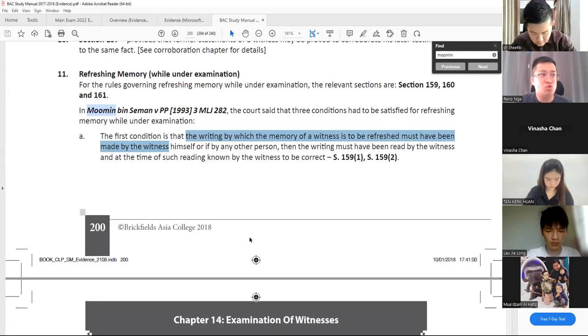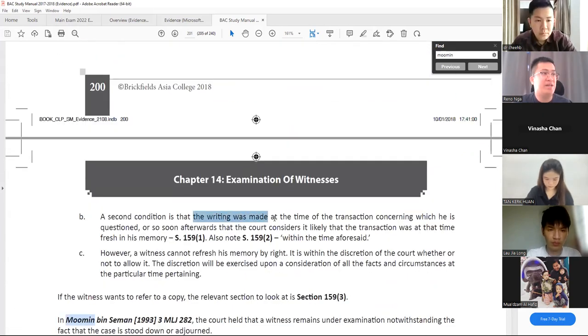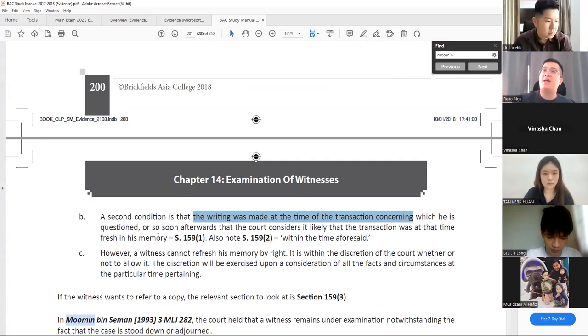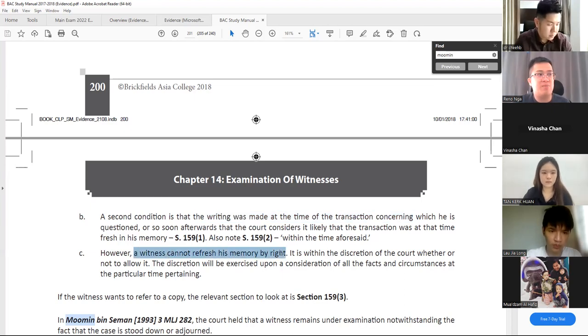Number two, the writing was made at the time of the transaction concerning which he is questioned. Which means, when the incident happened, the police asked him, then he made it at that time, then only you can admit. This is number two. Number three, a witness cannot refresh his memory as of right, which means this right to refresh is not automatic. You must ask the court. So these are all the three requirements for me to refresh the memory.